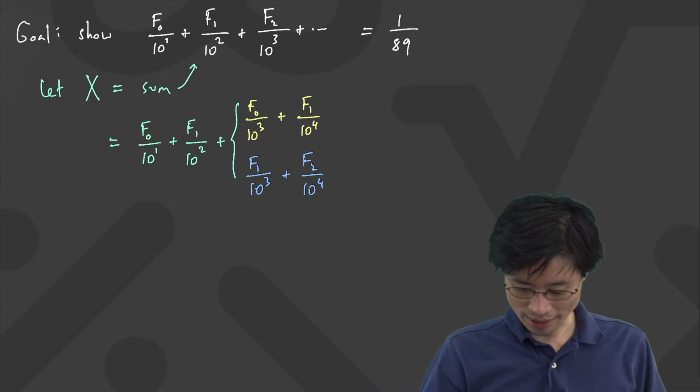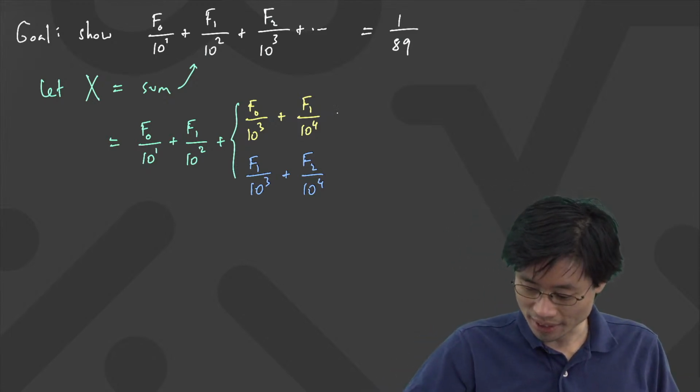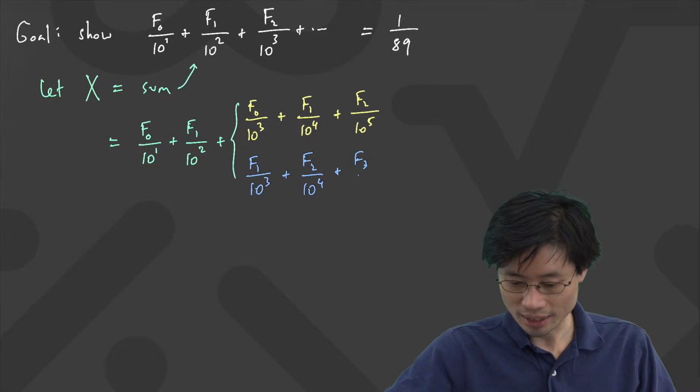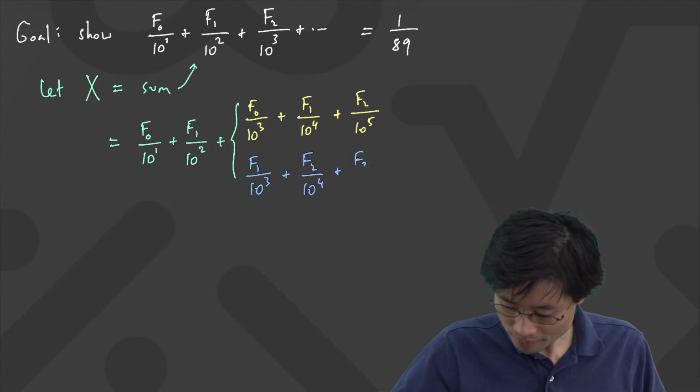Yeah, and just to get a nice pattern, I'm going to emphasize the next one is going to be plus F2 over 10 to the power 5, and then it will be plus an F3 over the 10 to the power 5. And we keep going.